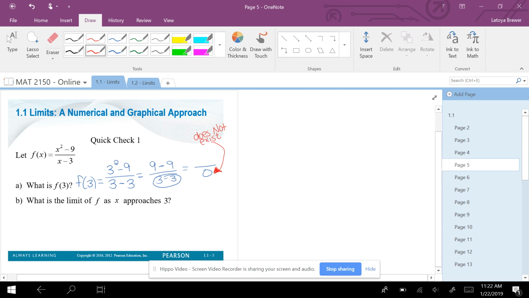So what value am I approaching? There's not a value there. I don't have a number there. But what value is that graph approaching? It may be approaching a value, it may not. Okay, so keep that in mind. We're going to see if I do have a limit. I want to see if I do approach a particular number.